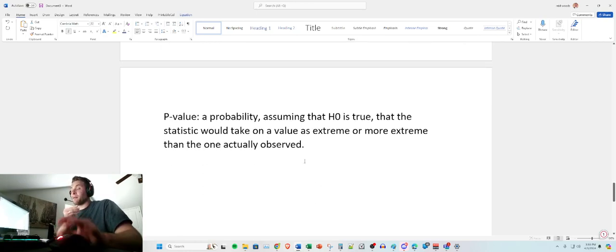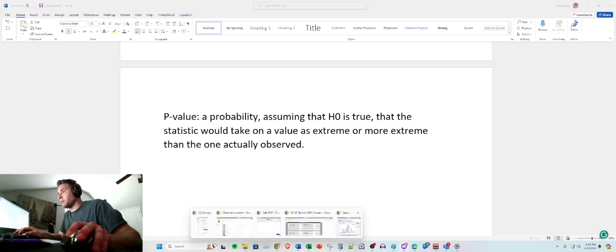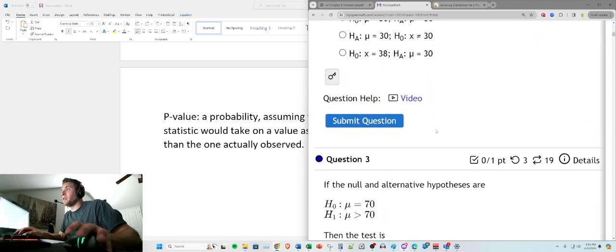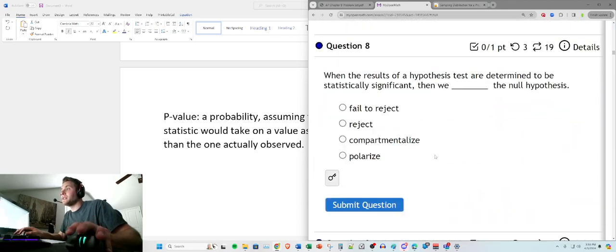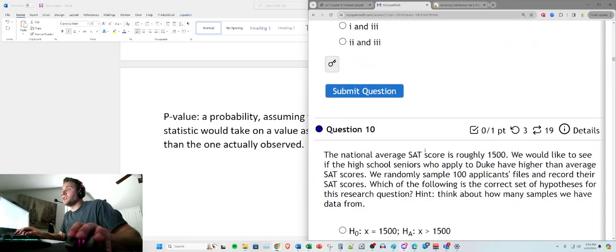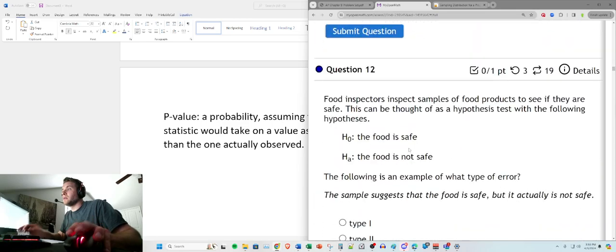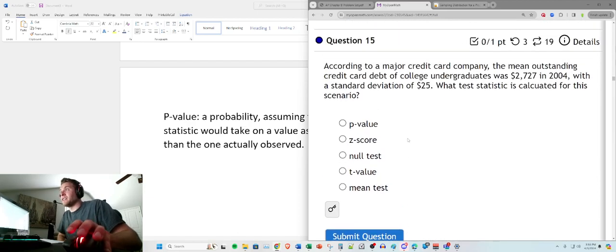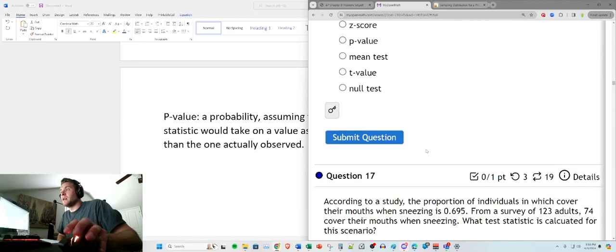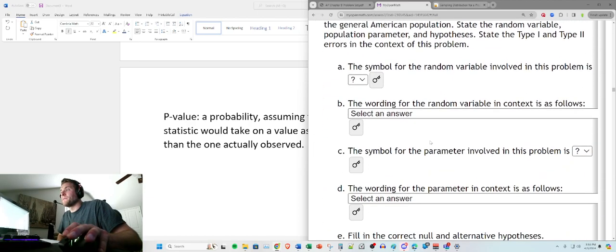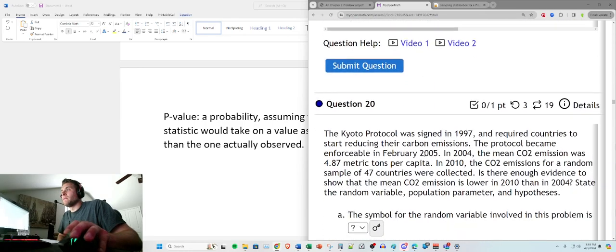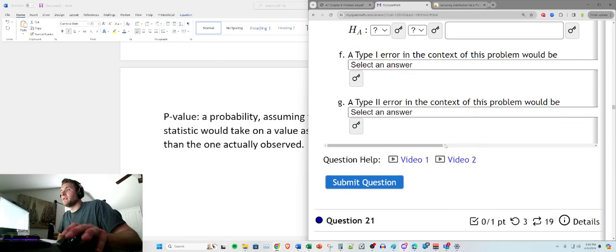These p-values, basically, it's going to boil down to most questions. In particular, I'll show what a lot of these are going to look like going forward. We'll talk about types of error in a second, or we'll talk about that later.